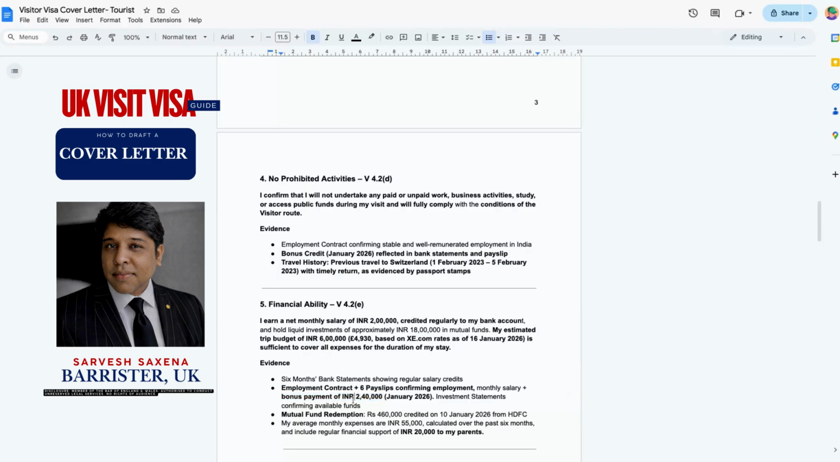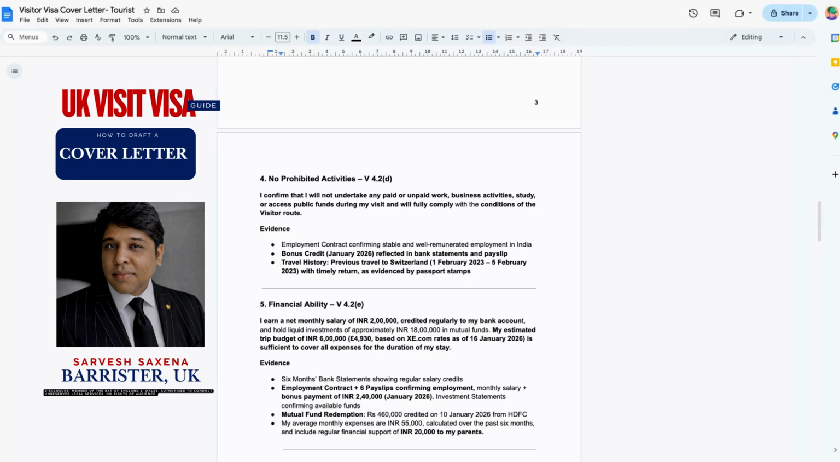So I'm saying that there is a sudden credit of 240,000 rupees, which is a bonus of 2025 paid in January, which is probably dated 15th of January, and that is for the last year's bonus. So besides the January salary, she also got the bonus of last year. Because once you explain the 240,000 sitting in the bank account, the visa officer is going to say, aha, she got two payments and it is not an unexplained transaction. This is an explained transaction.